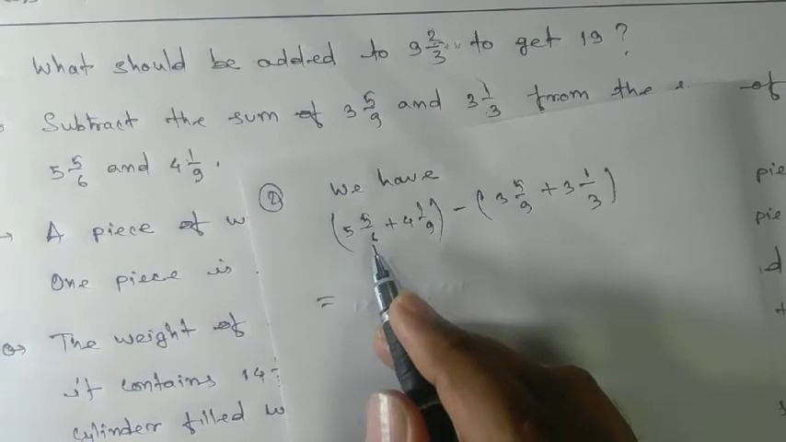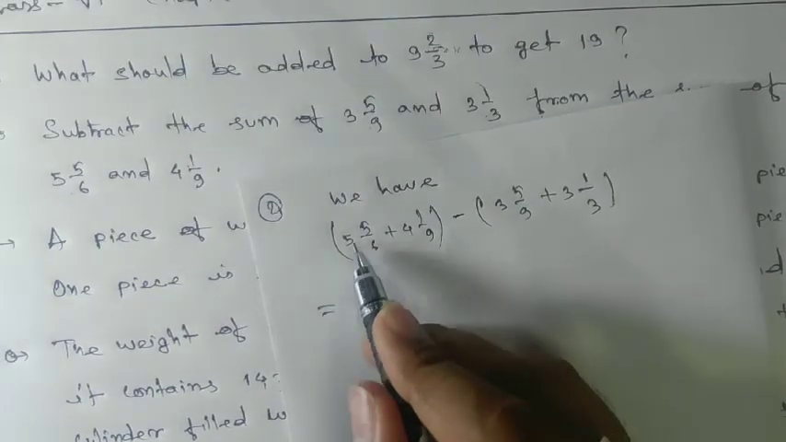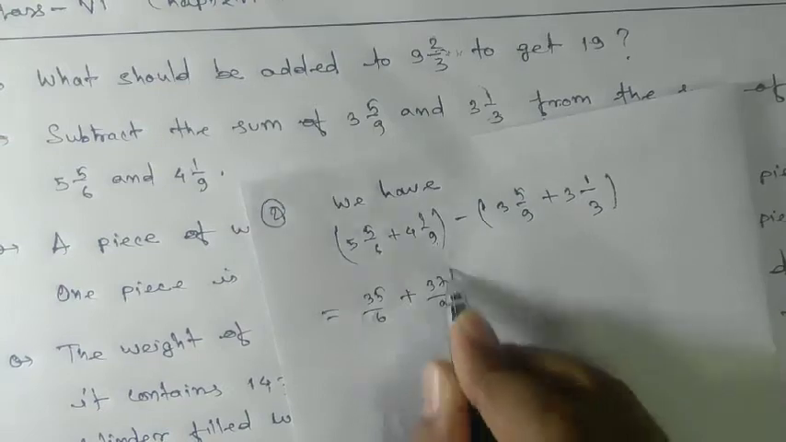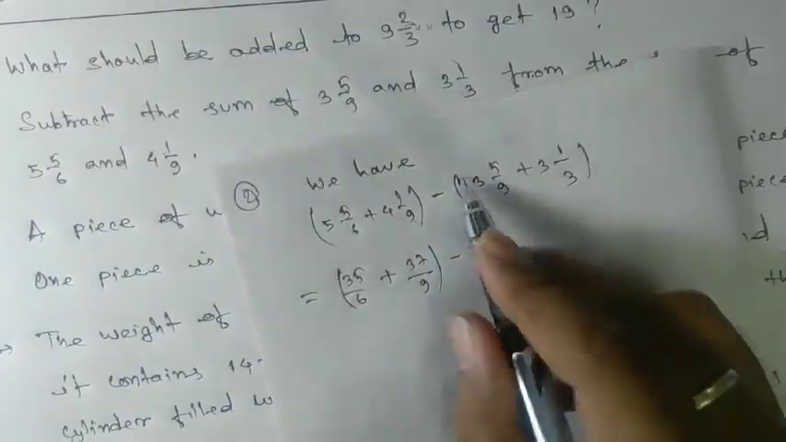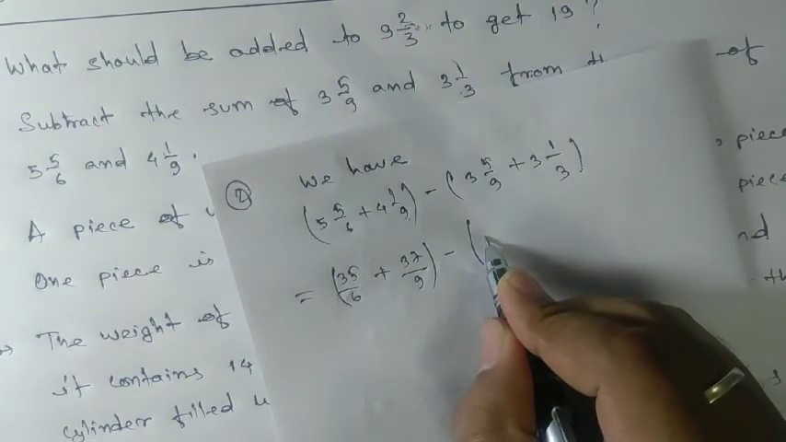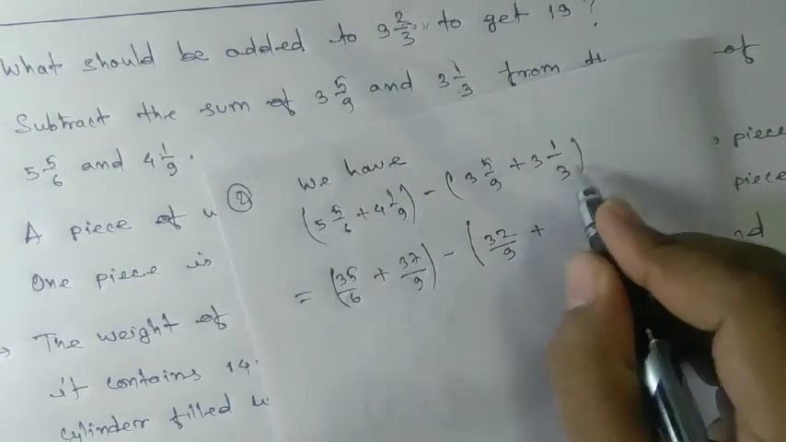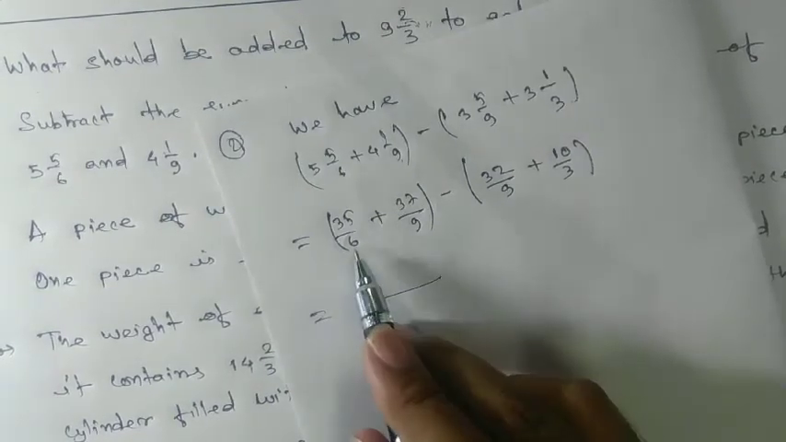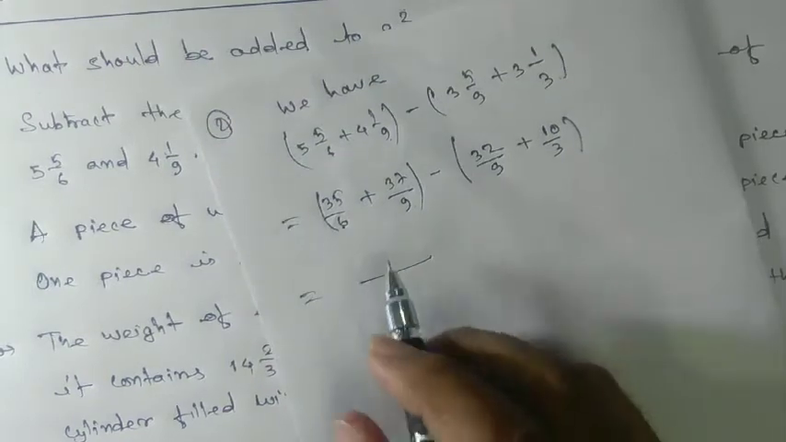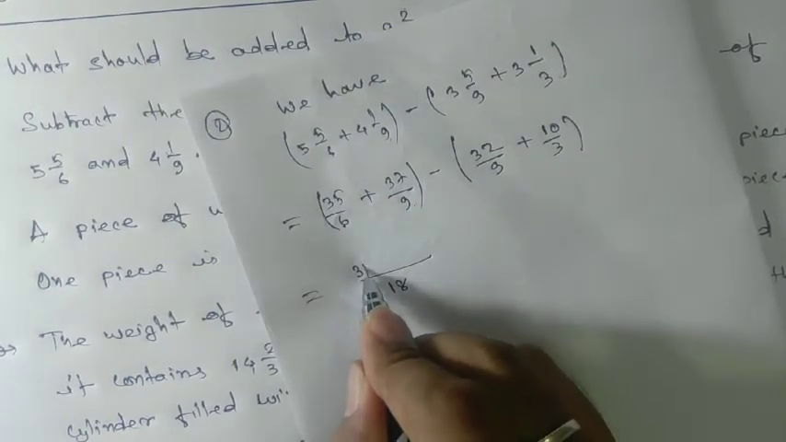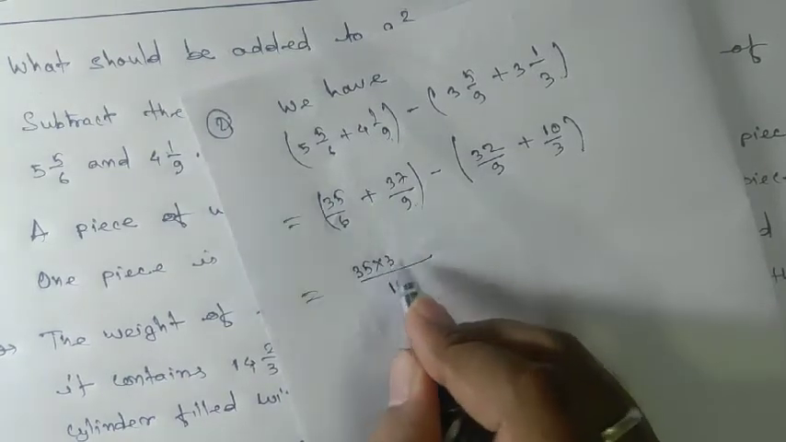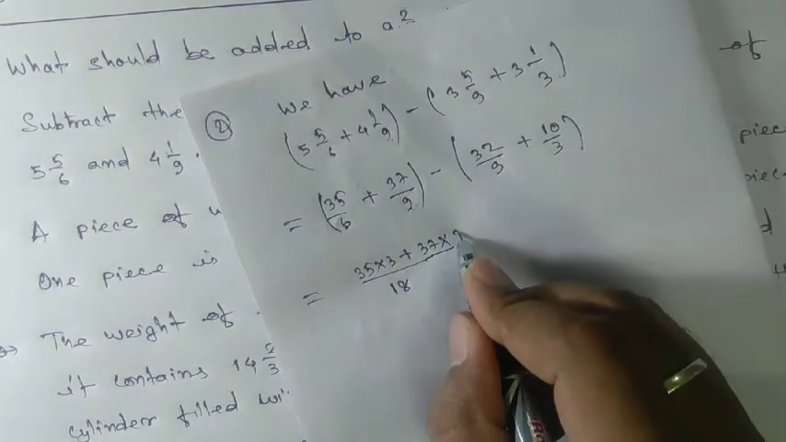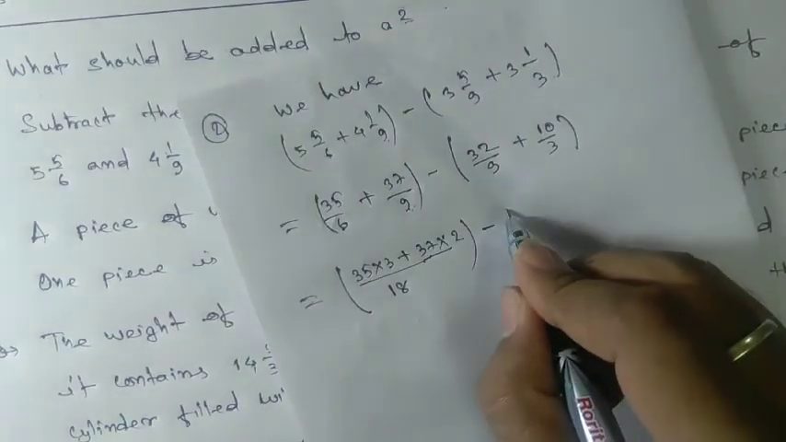Now you get the value. Let's see. 6 fives are 30 plus 5, 35 by 6 plus 37 by 9. Okay. Next, 27 plus 5, 32 by 9 plus 10 by 3. Next, take the LCM of 6 and 9. LCM of 6 and 9 is 18. Now, in the 6 table, where is 18? 3, multiply. And in the 9 table, where is 18? 2. This is one portion. Subtract symbol will remain the same.